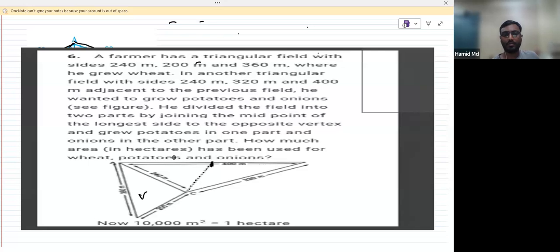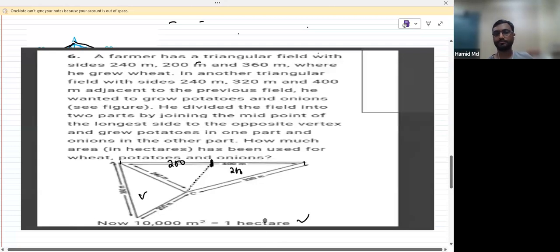Okay. So what will be the length of this side from here to here? It'll be 400 divided by 2, means 200, right? The same here, it will be 200. Okay, from here to here. So again, you have to find the area. And this time you have to change the meter squared into hectare, right? Yes, sir. So 10,000 meter squared will be equal to 1 hectare.